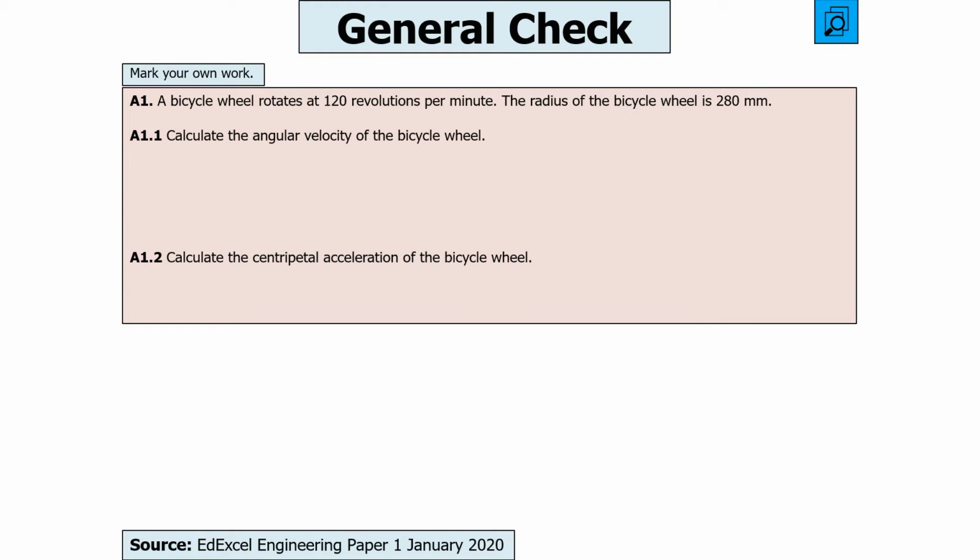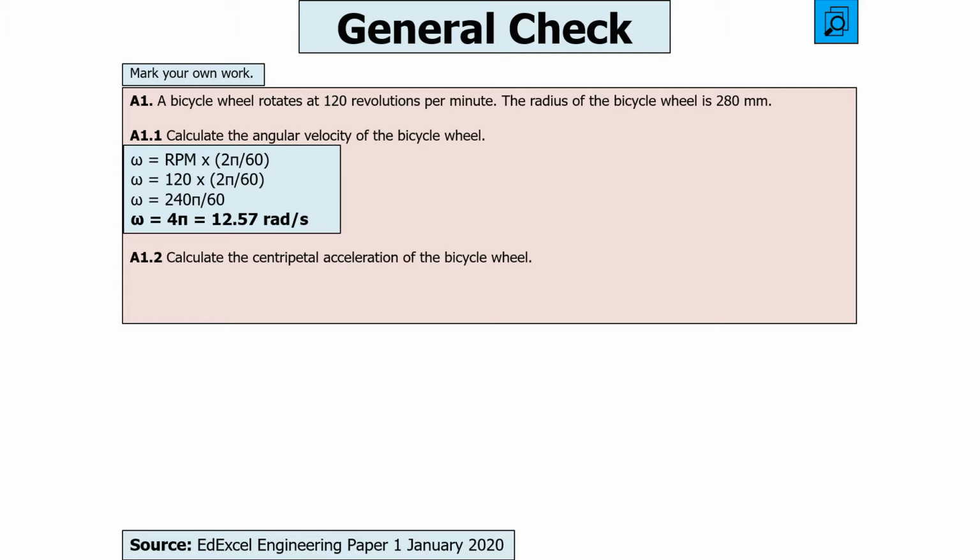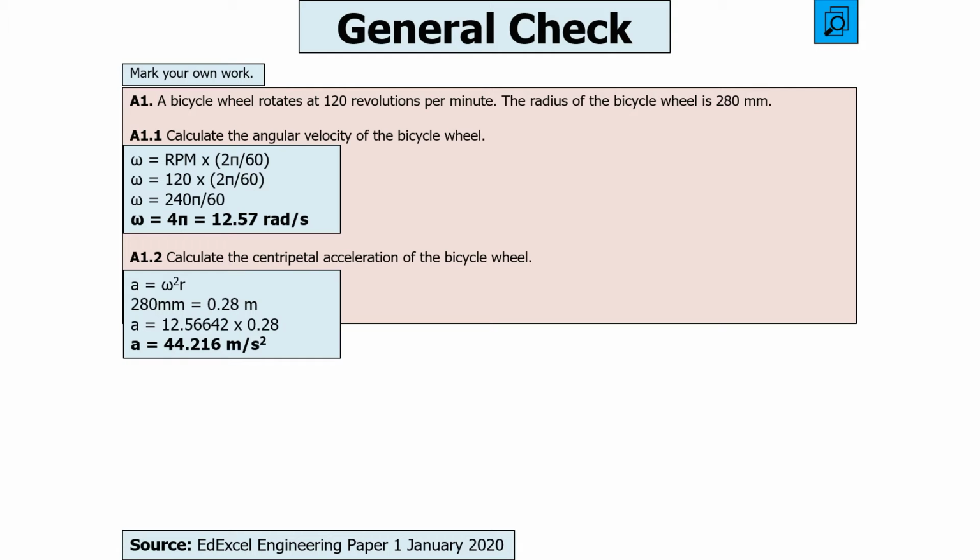Right, in this first one, you need to work out the angular velocity, and you can do so by converting your revolutions per minute into revolutions per second, and then using this idea of doing 2π over 60. So it'll be 2π over 60 times 120, which is therefore going to equal 4π radians, so you get 12.57 radians per second. We can then use the equation a equals ω squared r to pop in the values. Remember the radius converts from millimeters into meters, so we get 44.216 meters per second squared.